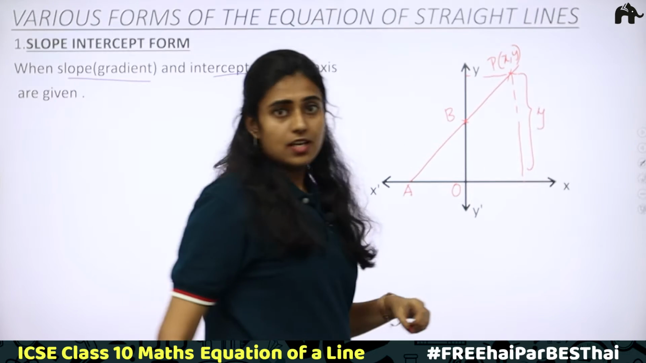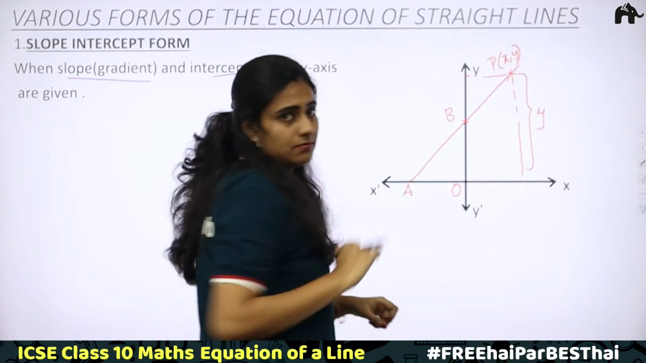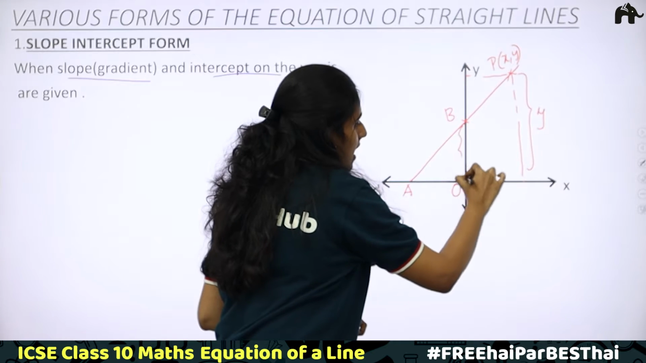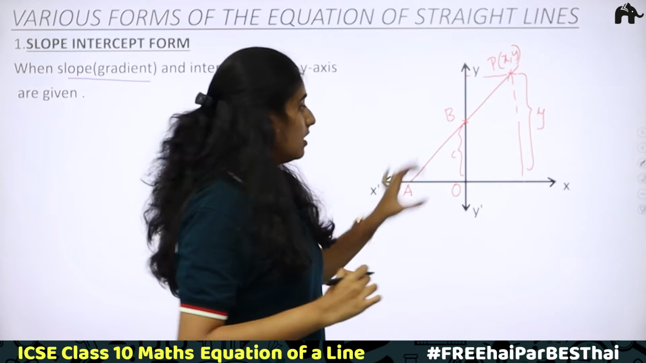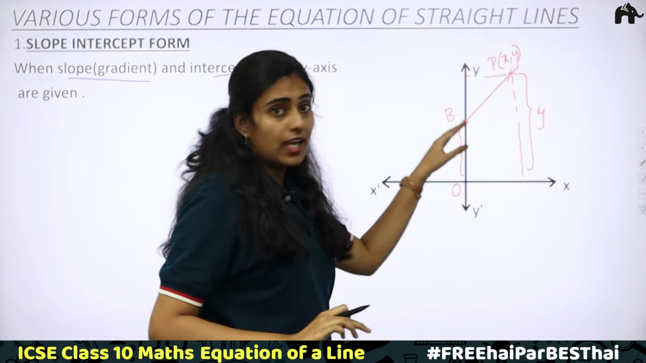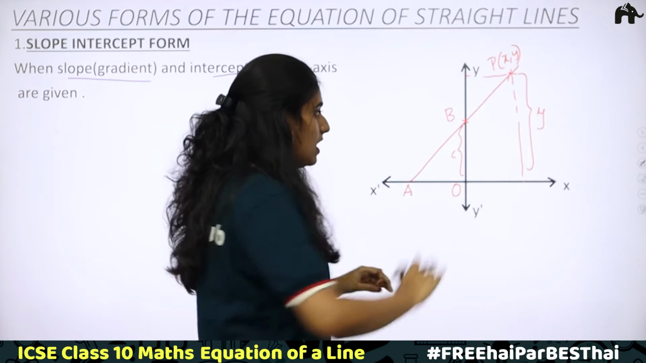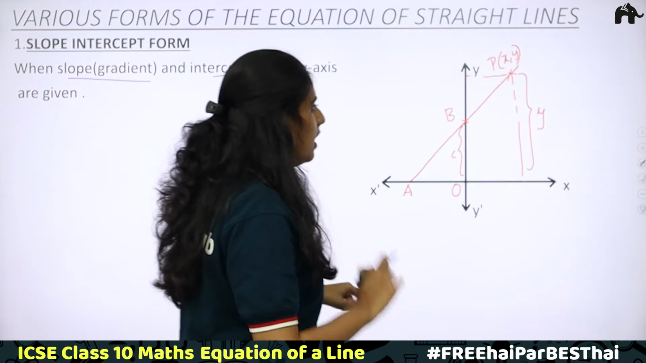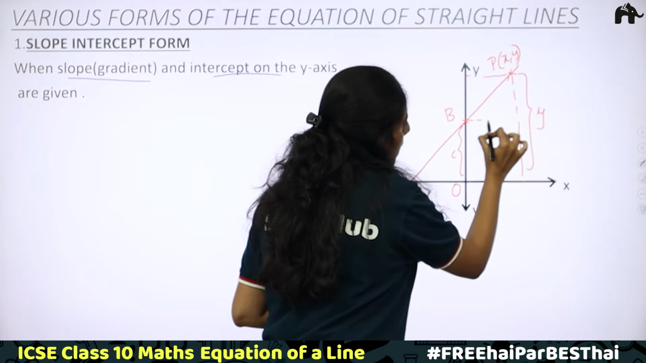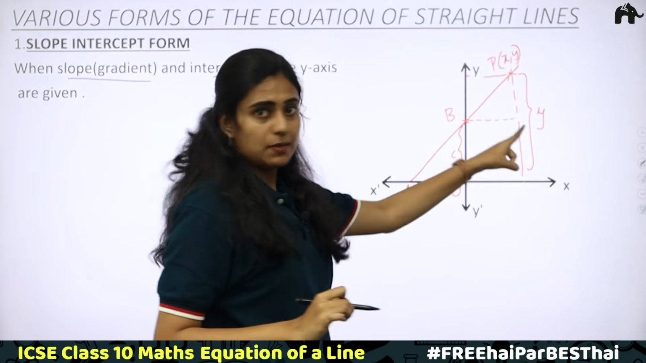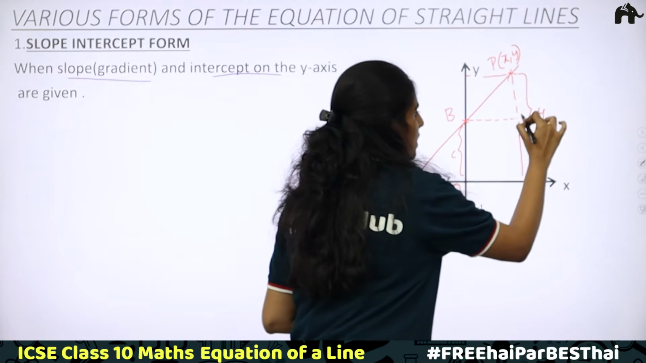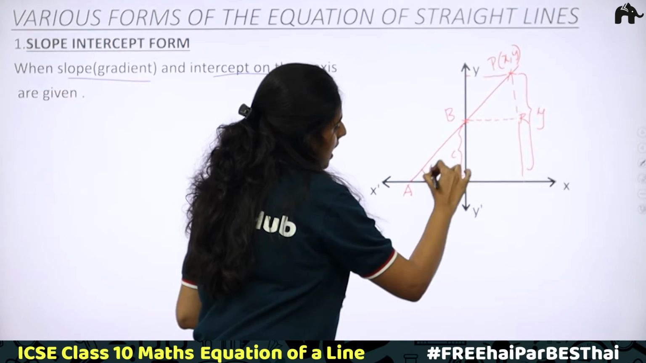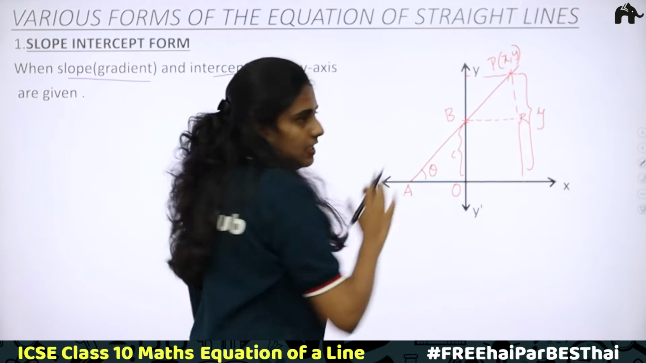Now, what is this? This is our y-intercept, we can call it C. This distance will be C. The y-intercept is a point where the line cuts the y-axis, so you will be having the y-intercept here and this distance is C. Now, I am drawing a line parallel to the x-axis and marking a point R. To find the slope, let us take the inclination as some theta. Theta is the inclination.